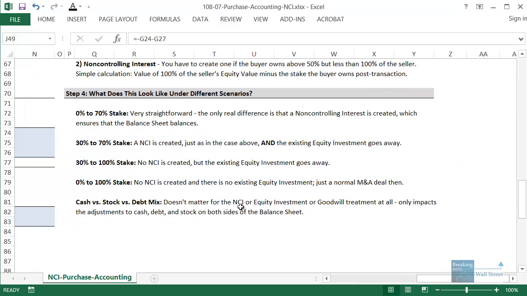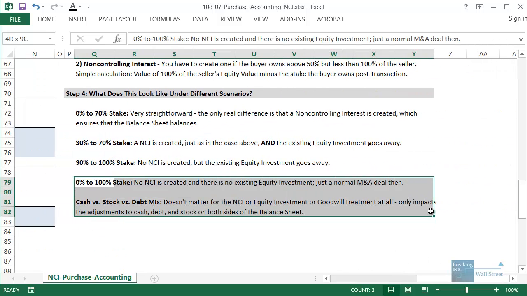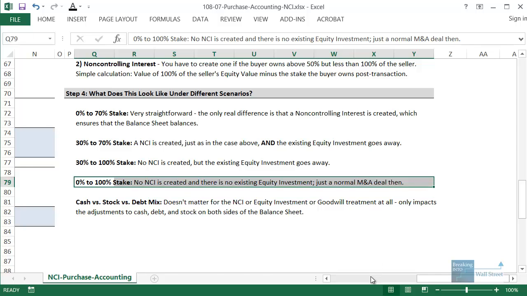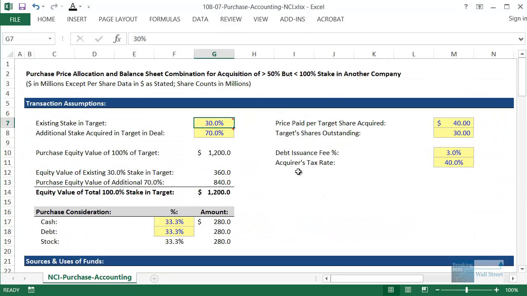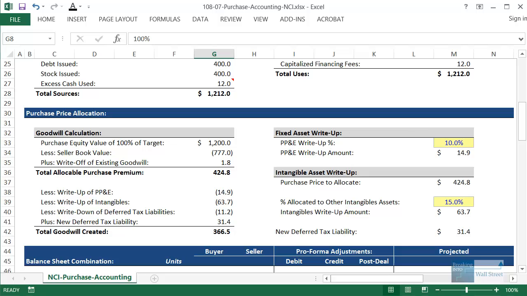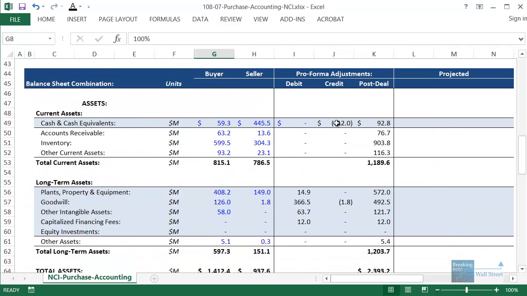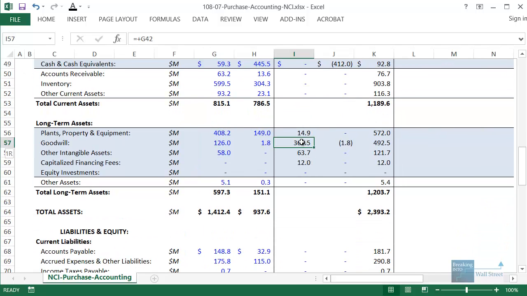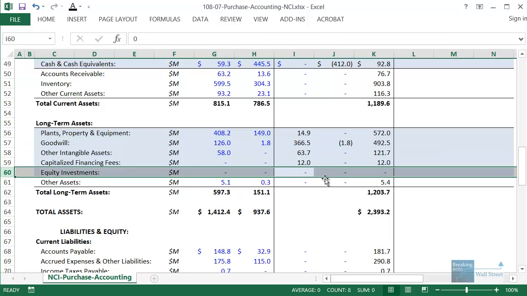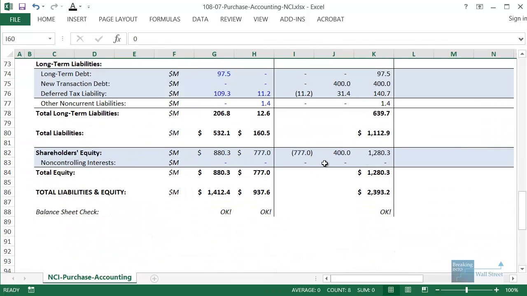And then the other scenario is, what if we go from a 0% stake to a 100% stake? Well, this is very easy because it's really just a normal M&A deal then. So if we set this to 0% and then make it a 100% additional stake, again, goodwill is exactly the same because it's always based on the value of 100% of the target. Now, the amount of cash, debt, and stock that get used will be different here because we go from 0% to 100%, but goodwill stays the same. We have no equity investment because we don't own anything to begin with, and we have no non-controlling interest. So it's really just like a normal purchase price allocation process in this case.